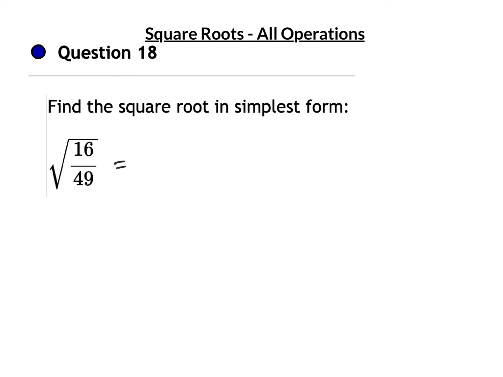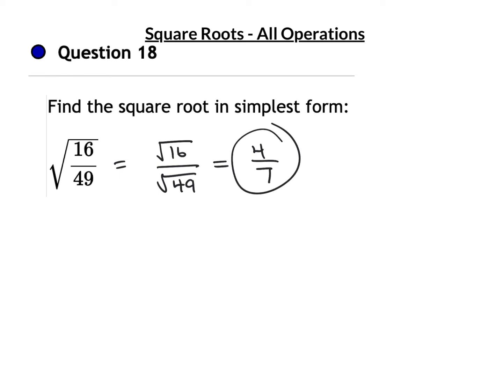Question 18. Anytime you feel like it, if you have a fraction under a square root, you can split up that fraction. This is root 16 over root 49. The square root of 16 is 4. The square root of 49 is 7. 4/7 is the answer.